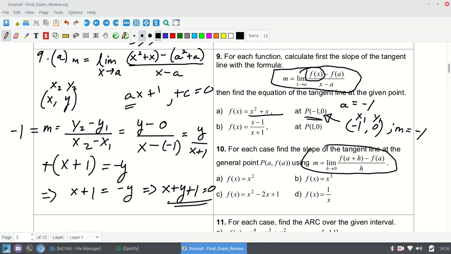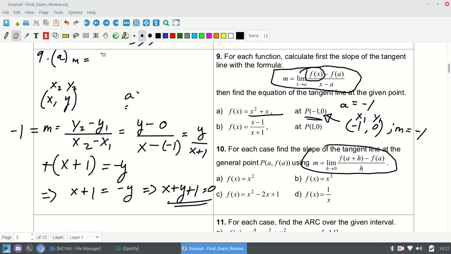You know what, heck, let's do the other one as well. Let's do f of x equals x minus 1 divided by x plus 1. That would be fun, right? I hope you're all enjoying the experience with me.